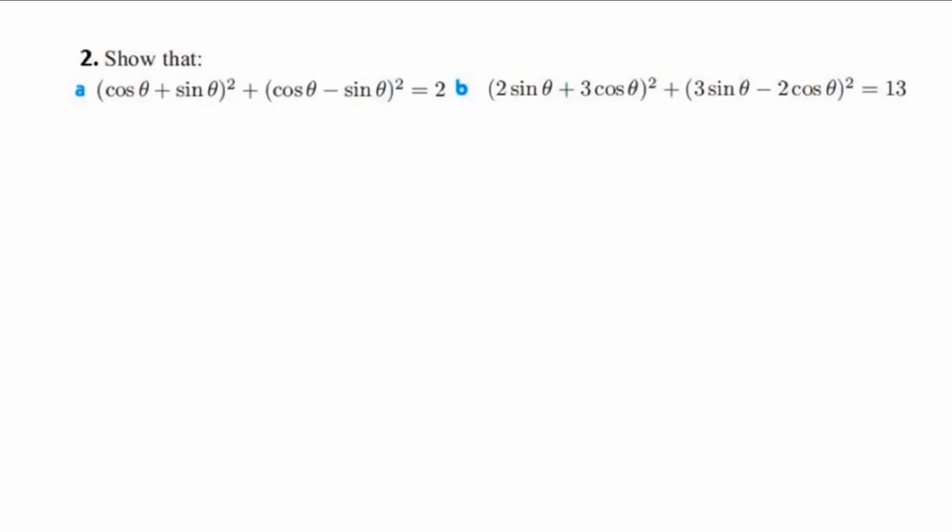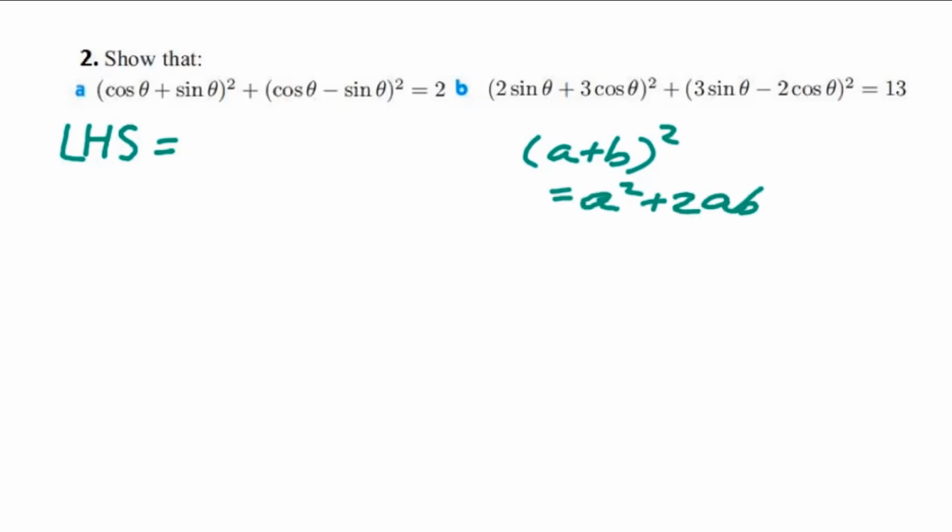Now go to some example. Look at A. Cosine theta plus sine theta squared plus cosine theta minus sine theta squared equals 2. We start with the left-hand side. For A plus B squared, we know that it's A squared plus 2AB plus B squared.